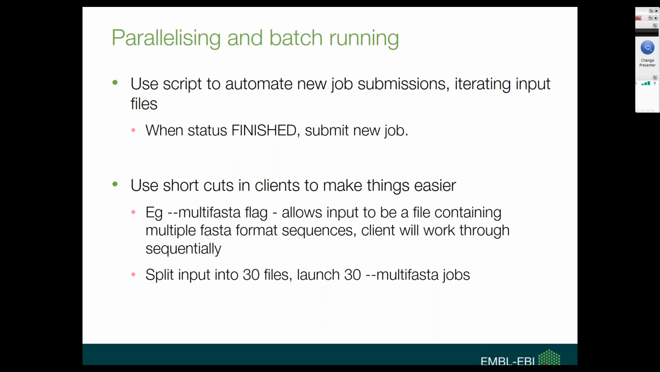So one way of using this to really maximize your throughput through web services is to split your great big input into 30 files of roughly equal size, and then launch 30 simultaneous multi-FASTA jobs. Each file will contain a list of inputs which will get run through simultaneously. So very quickly it will churn through, running 30 times in parallel through a long list automatically for you, so you don't need to do anything else.